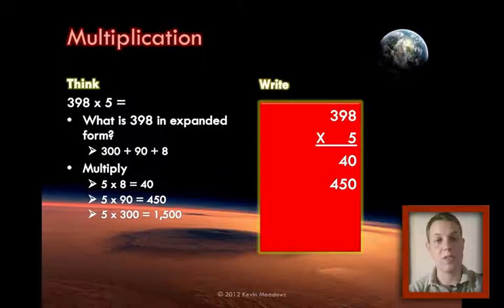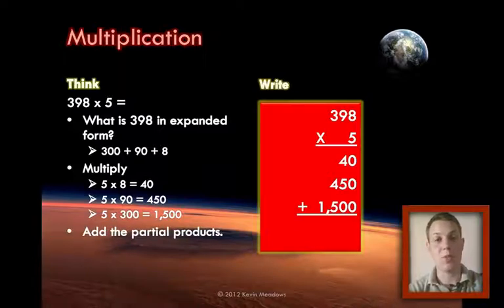Next, we have to do 5 times 300. Okay, remember 5 times 3 is 15, and then we can see there's two zeros in those factors, so we're going to put two zeros on the end, and we get 1,500. So we write 1,500. Okay?